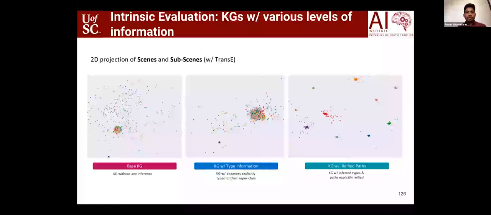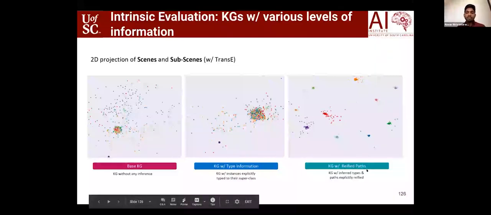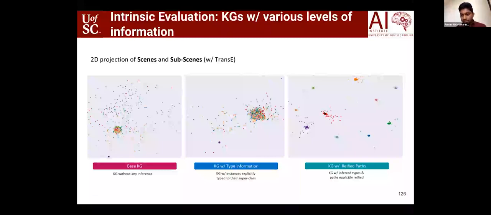Then what we looked at was how well the scene and all of their subscenes are represented in the embedding space. You can see in the base knowledge graph, when you generate embeddings from it, all the subscenes are scattered around and the super scenes are in one place. But if you go to the knowledge graph with the reified paths on your right, you can see if you take this cluster, it has all the subscenes in small dots and the super scene in the middle with a larger dot. That means the embedding space is actually learning the scene-subscene relationship, which is really important in scene understanding.